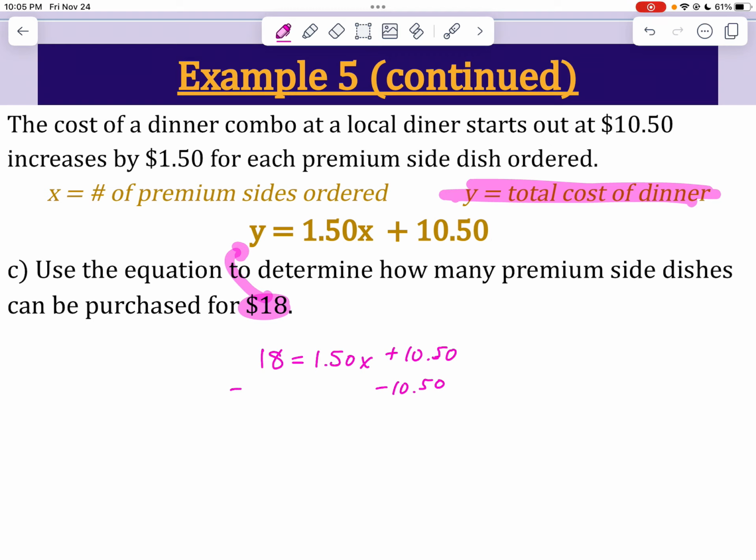So I'm going to get rid of the constant term by subtracting $10.50 from both sides. So that's $7.50 is equal to $1.50x. Then I'm going to divide both sides by $1.50. So x is equal to 5 premium sides.